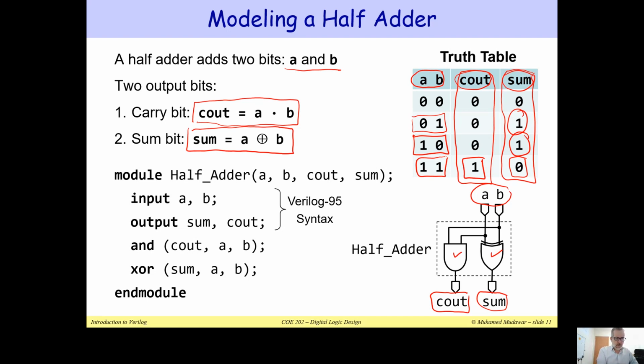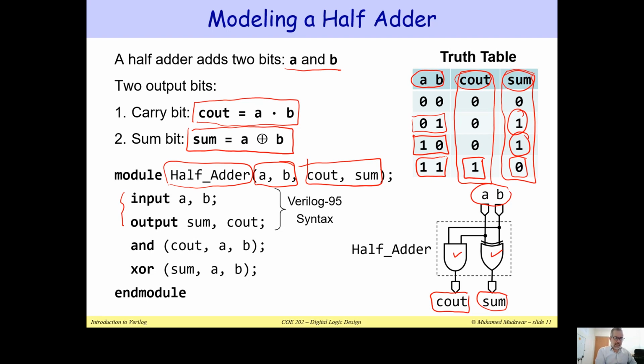So this is my module. I'm calling it half adder. That's the name of my module. These are the inputs A, B. These are the outputs C out and sum. Notice that input and output here are defined inside the module. Now, this is the old Verilog syntax. It's called Verilog 95 syntax. So back in 1995, they used to define the inputs and the outputs inside the module.